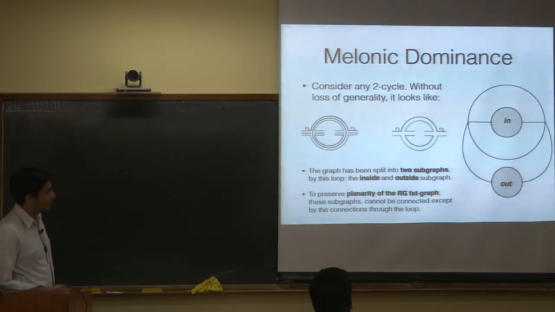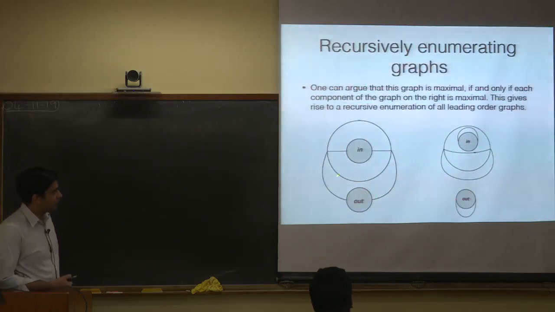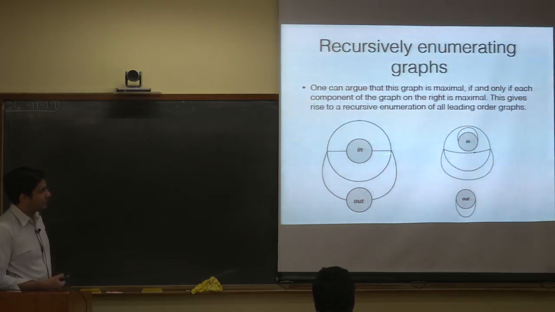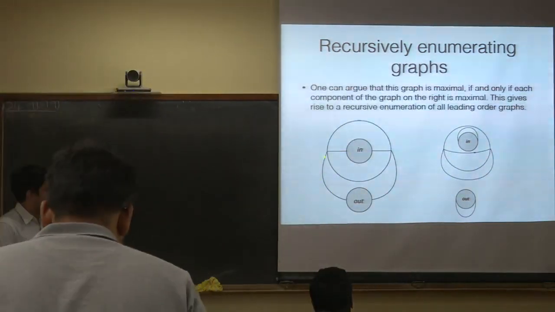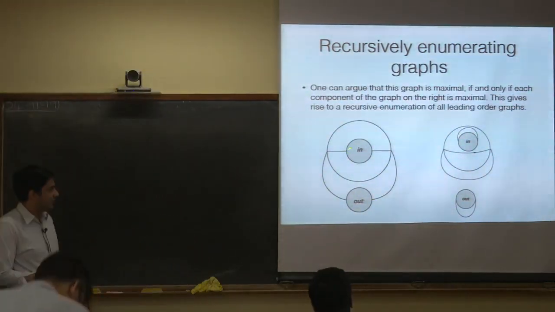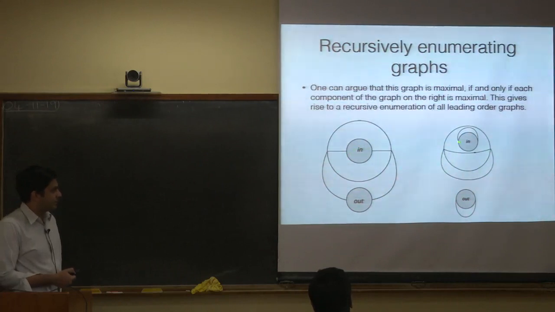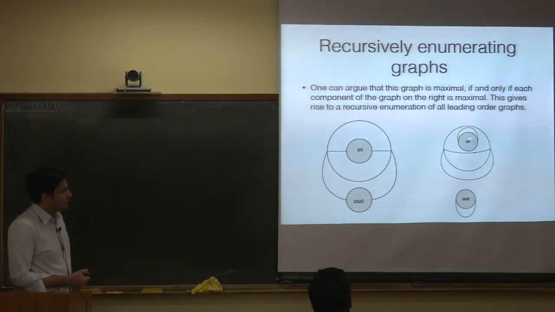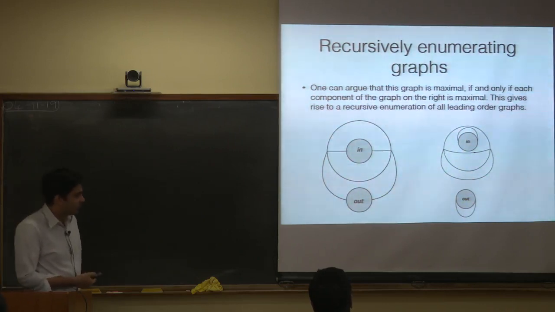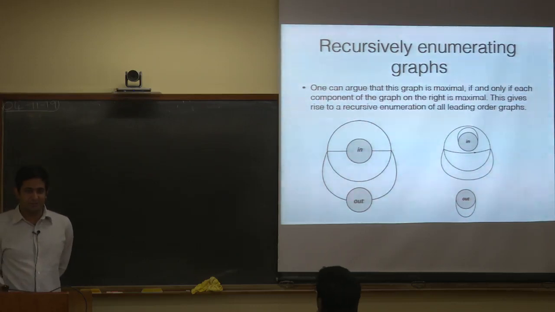And this is effectively saying melonic dominance. To be more precise, you can argue that this diagram is leading if and only if each of these is maximal, because the only index structure this "in" can have is straight lines, and you can check this index structure. This index structure is equivalent to just "in" with a line coming out here and "out" coming here. And now each of these individual diagrams, this "out" and this "in", are free energy diagrams, so they also have to be maximal, and then you have a recursive characterization.